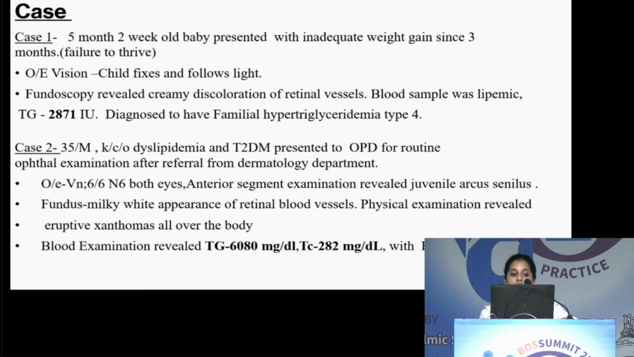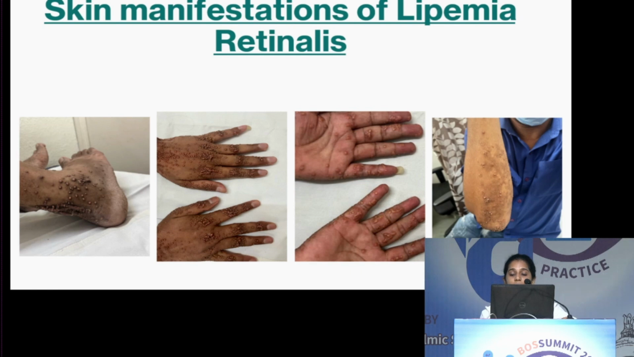Case 2: a 35-year-old young gentleman, a known case of dyslipidemia and type 2 diabetes mellitus, presented to OPD for routine ophthalmic examination after referral from the dermatology department. On examination, vision 6/6 in both eyes. Anterior segment examination revealed juvenile arcus. Fundus showed milky white appearance of retinal blood vessels. Physical examination revealed eruptive xanthomas all over the body. Blood examination revealed a triglyceride level of 6080 milligram per deciliter, with HbA1c of 13.97%. These are the skin manifestations of lipemia retinalis of that patient, with eruptive xanthomas all over the body.